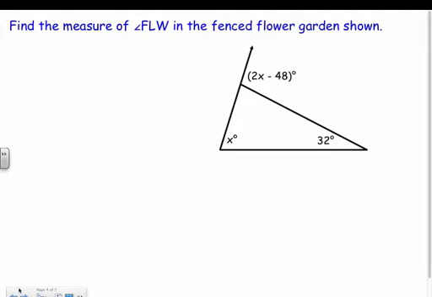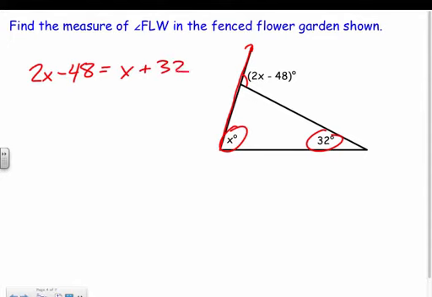Find the measure of angle FLW in the fenced flower garden shown. All right, I know it's just a triangle, but let's pretend it's a flower garden. So we have an exterior angle, right? I extended this line of the triangle. So here's my exterior angle. And we know we can set that equal to the two remote interior angles. That's our new theorem we just learned. So I can say 2x minus 48 equals x plus 32.